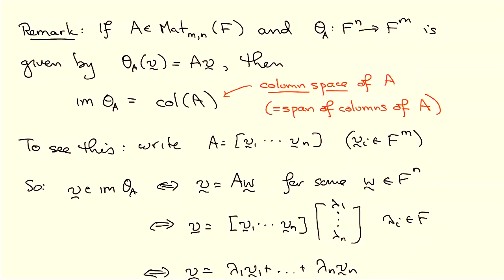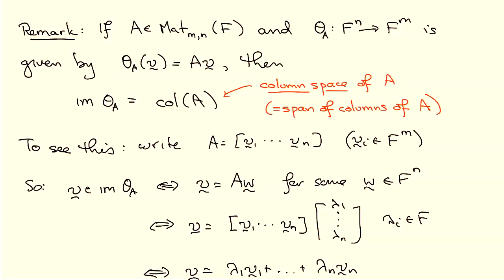So if we've got a matrix and we now define the linear transformation associated to A, which is just given by matrix multiplication, then the image of A is nothing more than the column space of A. And here's the explanation that I explained a slightly different way in a practice class, but there's the explanation. So that's also worth remembering.